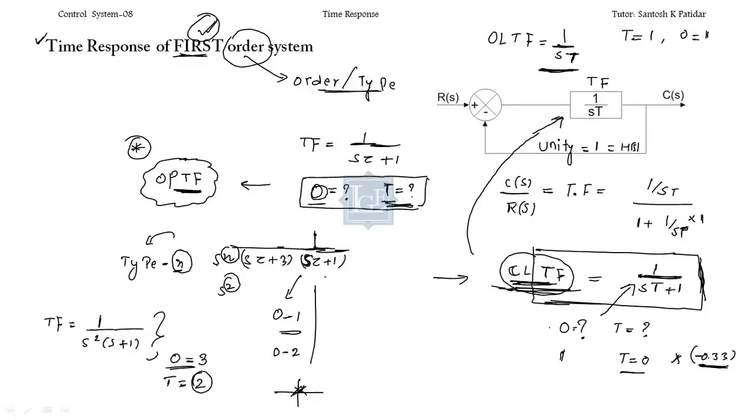So please note down, this is a very important point, that type and order are always defined for the open loop system only. Correct? Now in the examination they'll ask a question in which they give you the closed loop transfer function. So you will first find the open loop transfer function, then you will conclude it, right?